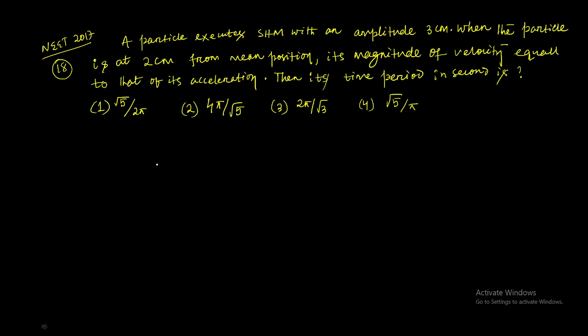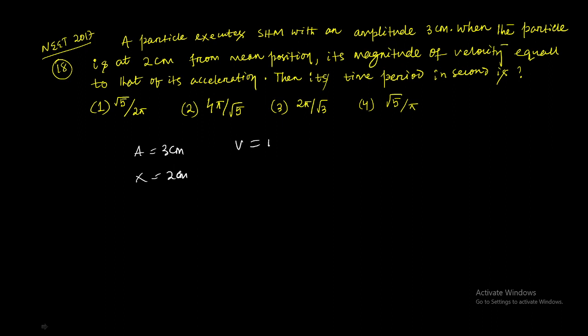Now 18 number question. A particle executes simple harmonic motion with an amplitude 3 cm. When the particle is at 2 cm from the mean position, its magnitude of velocity is equal to that of acceleration. So amplitude is given as 3 cm. When the particle is at, so x they have given 2 cm. This is from the mean position, right? This will be 2 cm. The magnitude of velocity equal to that of acceleration.